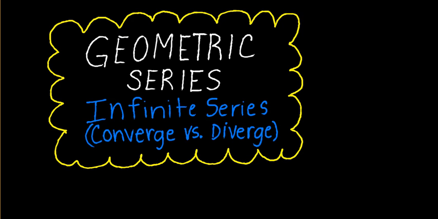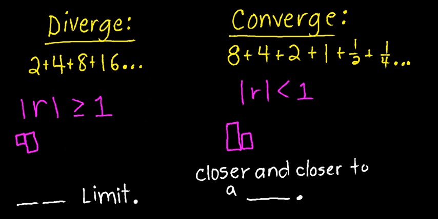This video is going to review geometric series that are infinite and talk a little bit about two different kinds: the ones that converge and the other ones that diverge. When they diverge, they basically are growing and getting bigger and bigger.